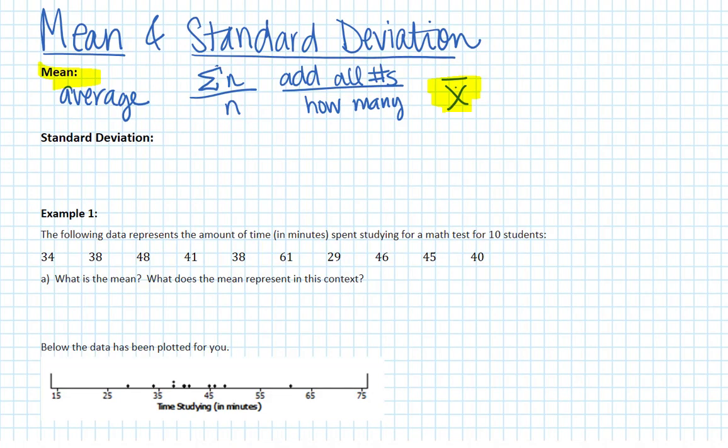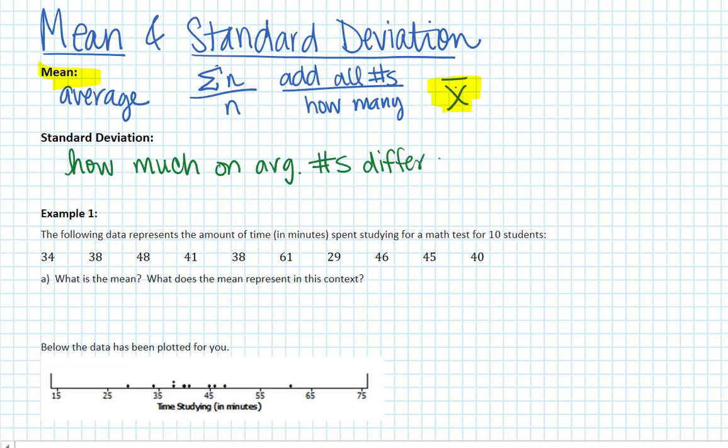My next term right here is standard deviation. Standard deviation is how much on average the numbers deviate from the mean. So how much on average our numbers differ from the mean. In that exploration you did earlier, you noticed that in one of the classes all the scores were very close together, and in the other class the scores were very far apart. So that first class would have a much smaller standard deviation because it was more consistent, whereas that second group would have a much larger standard deviation because they were way less consistent with their scores.